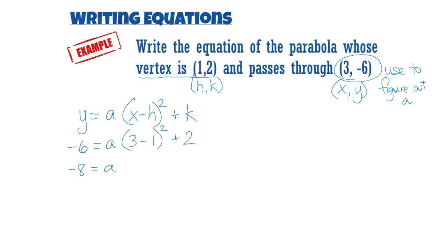3 minus 1 is 2. Squared is 4. So this ends up being a times 4. Divide both sides by 4, and you end up with a -2 for an a value. And then we would come back and actually write our equation. We'd write y equals -2. Now I do know the vertex, so I'm going to keep the vertex in there. So it's going to be (x - 1) squared plus 2.